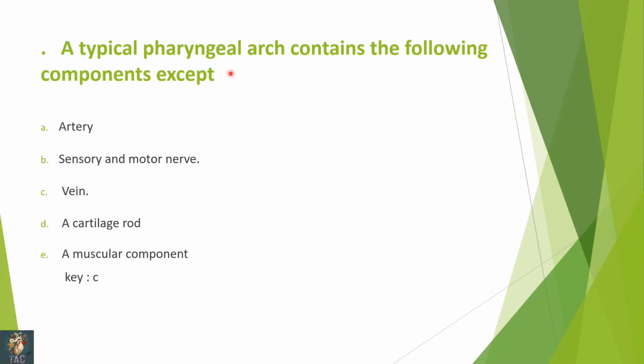The typical pharyngeal arch contains the following components except. This is a very important question and usually present in university exams. So you must memorize the artery, the nerve, the cartilage and muscular component. They all are part of the typical pharyngeal arch except the vein, which is not present.